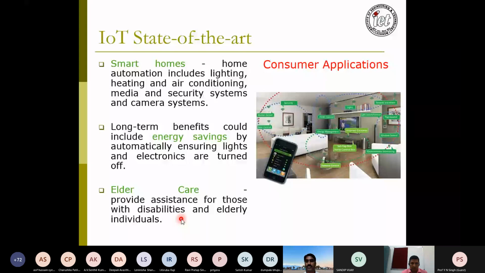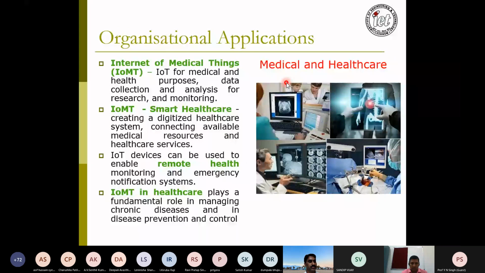A big domain is medical and healthcare, the Internet of Medical Things, called IoMT. It means how you can utilize the power of IoT for medical and health purposes, such as data collection and analysis for research and monitoring. That is very important. You can connect medical practitioners and health infrastructure available at different locations using IoT technology.